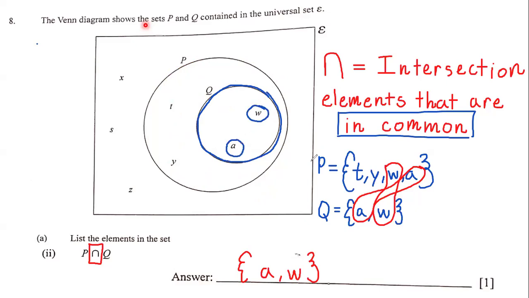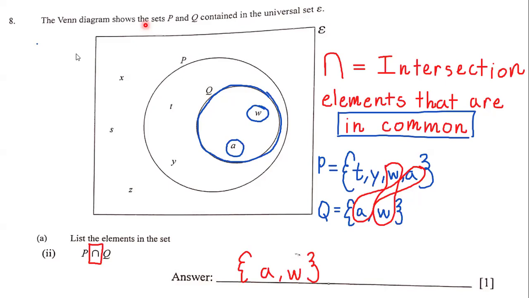Okay. And so if we look at P, P is T, Y, W, and A. If you look at Q, Q is A and W, right? So we have to find what is common in both of them. Shantasia? A and W. So A and W is common in both sets. All right, does that make sense? Yes, sir. Okay, good.